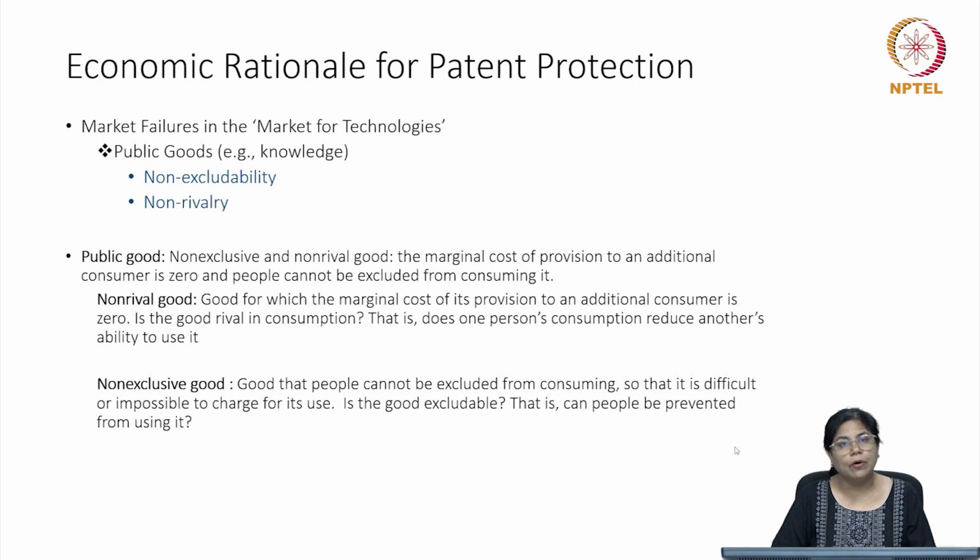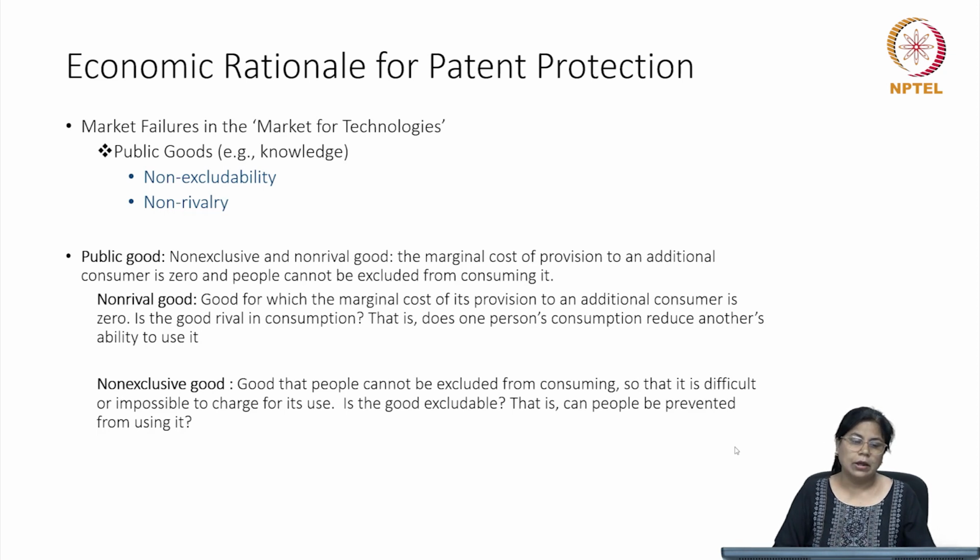A non-rival good essentially means a good for which the marginal cost of its provision to an additional consumer is zero. Is a good rival in consumption? What does it mean? It means the consumption by one person reduces other persons' chances to consume it. Like I gave you an example of an apple. If I have it, you cannot have it. On the other hand, a non-exclusive good means a good that people cannot be excluded from consuming. If there is a highway and there are no toll roads, then definitely anybody can go on that road and use it, and it is very difficult to exclude. On the other hand, once you put up a toll, clearly it will be possible to create a situation whereby excludability is possible. Essentially, in excludability, we talk about whether a person can be prevented from using it or not. And in non-rivalry, we ask the question whether the consumption by one person reduces the ability of the other to use it.